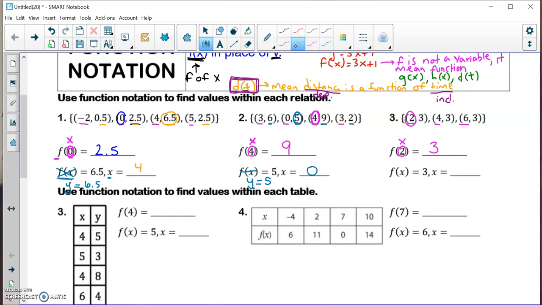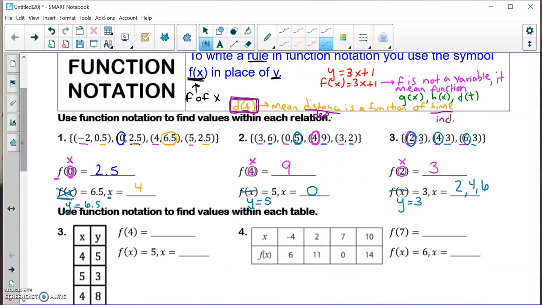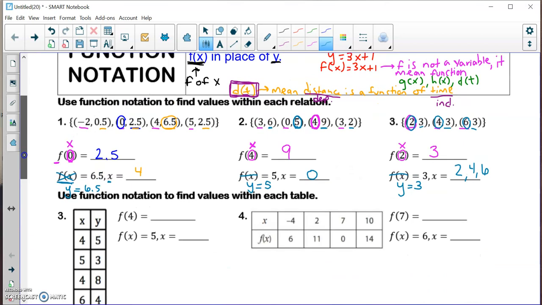Now, f of x is equal to 3 is essentially just asking you that y is equal to 3 and I want the x value paired with the y value of 3. Well, I have 3 y values of 3, so I'm going to write down all the x values associated with that, which is 2, 4, and 6. All right, so that's using function notation with a relation.